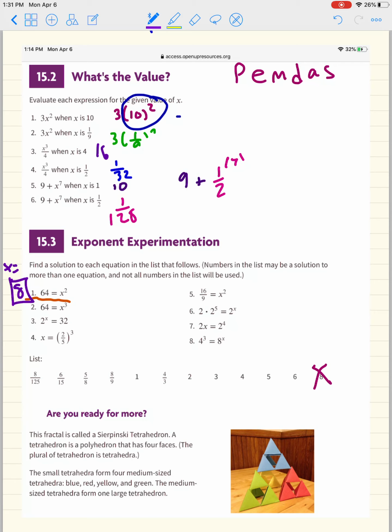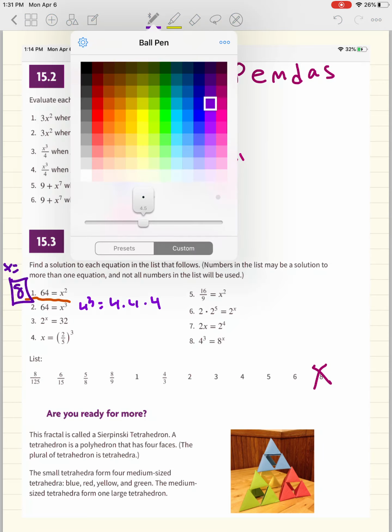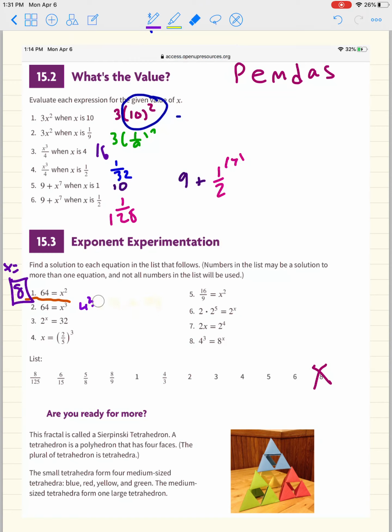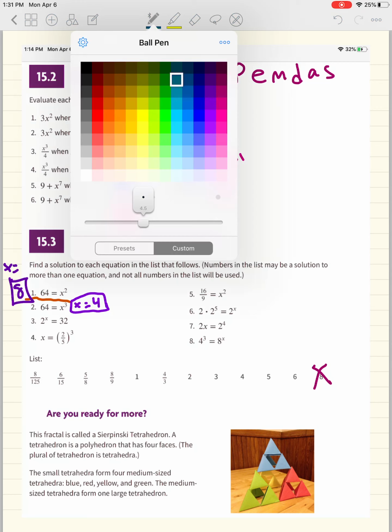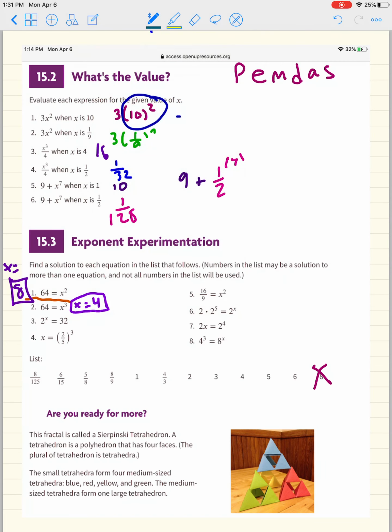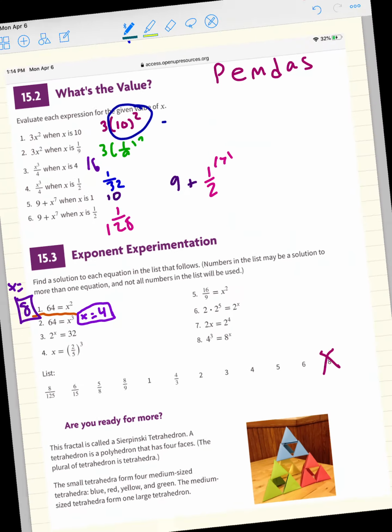Let's try 4. 4 cubed is 4 times 4 times 4. 4 times 4 is 16, and 16 times 4 is 64. So that worked perfectly. So for this one, we have x equals 4. Okay. I really want you guys to try these on your own, but I'm going to go ahead and do one of the fraction problems with you just to make sure that you're aware of how to kind of do that.